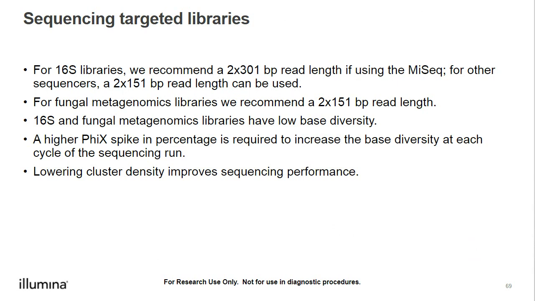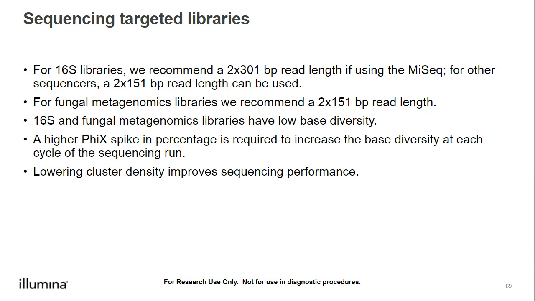For 16S libraries, we recommend a 2 by 301 base pair read length, or paired 301 base pair reads, if we're using the iSeq. If we are sequencing using a different platform, we use 2 by 151 base pair read lengths, so paired 151 base pair reads. With 16S libraries, when sequencing with the paired 151 base pair reads, we can sometimes see reduced classification at the species level in the data analysis, though this does depend on the species present in the samples. For fungal metagenomics libraries, we recommend the 2 by 151 base pair read length.